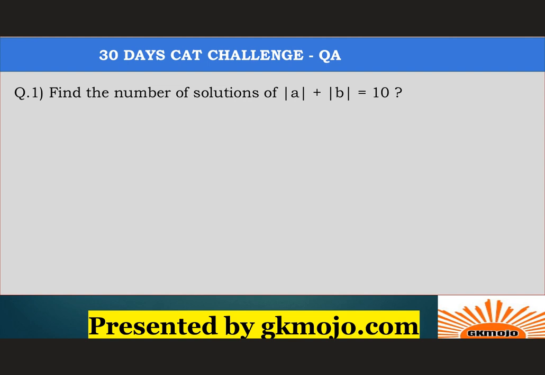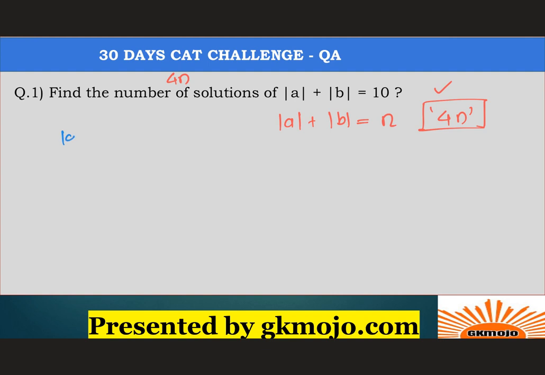Anytime you see such a question, modulus of A plus modulus of B is equal to n, the number of solutions for such an equation will be 4n. Please write it down somewhere in your important formulas. The answer to this question will be 4n. That is, the number of solutions is always going to be 4n. Now why? I'm going to take an example for this.